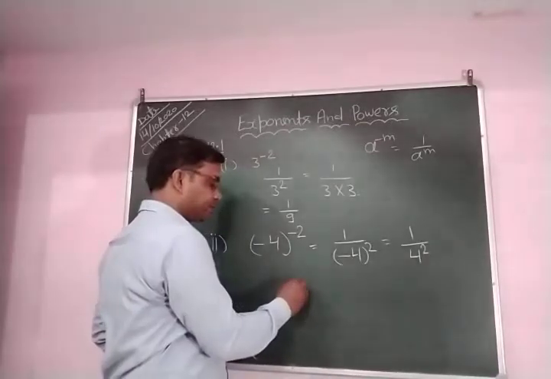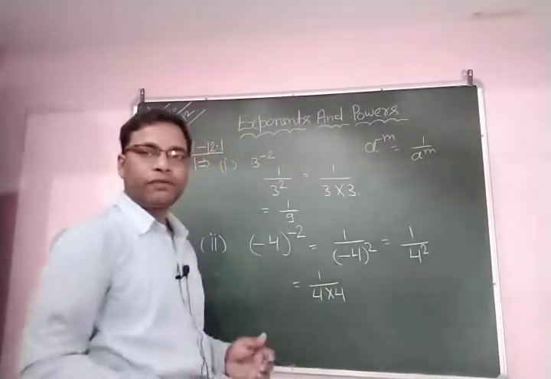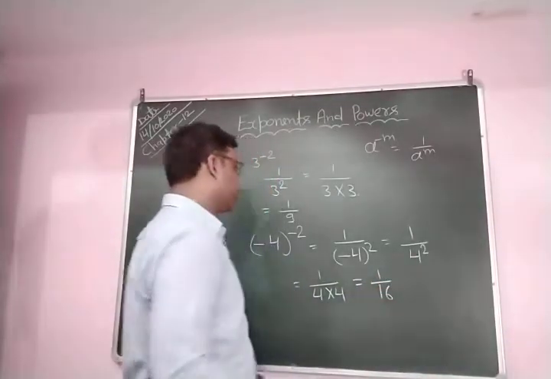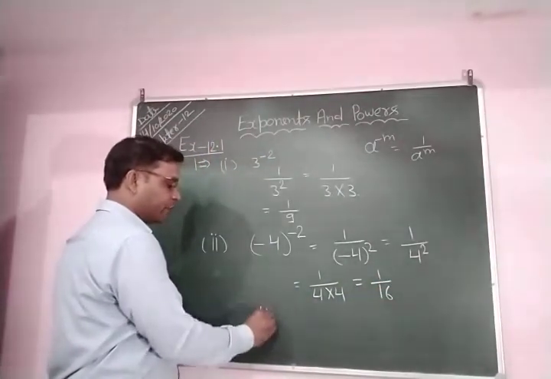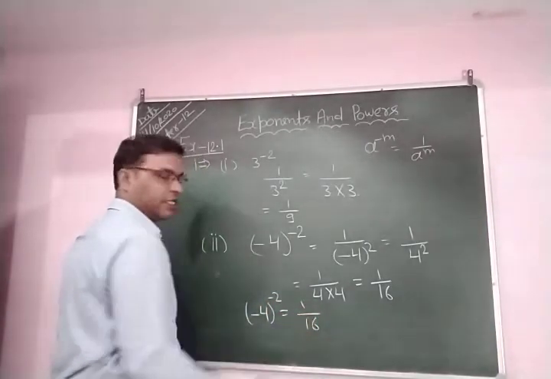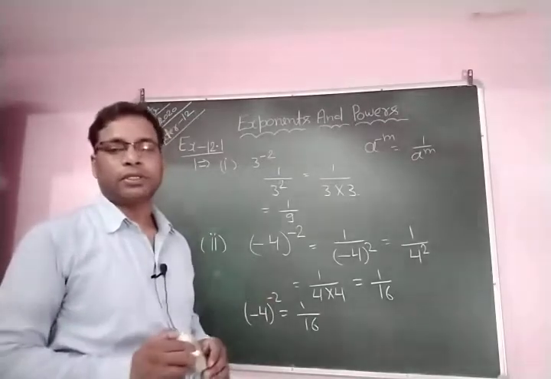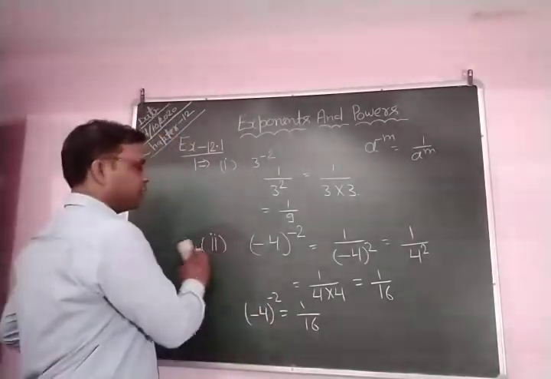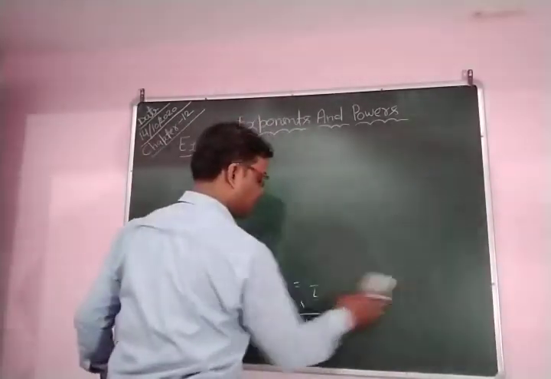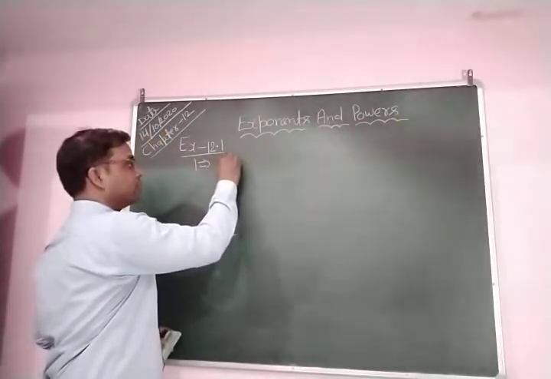So you can write here 1 by 4 into 4. 4 into 4 you know very well, 16. So you can evaluate minus 4 power minus 2, and this is equal to 1 by 16. Clear? So student, I hope all of you understood both parts of question number 1, and the third part of question number 1 is this.